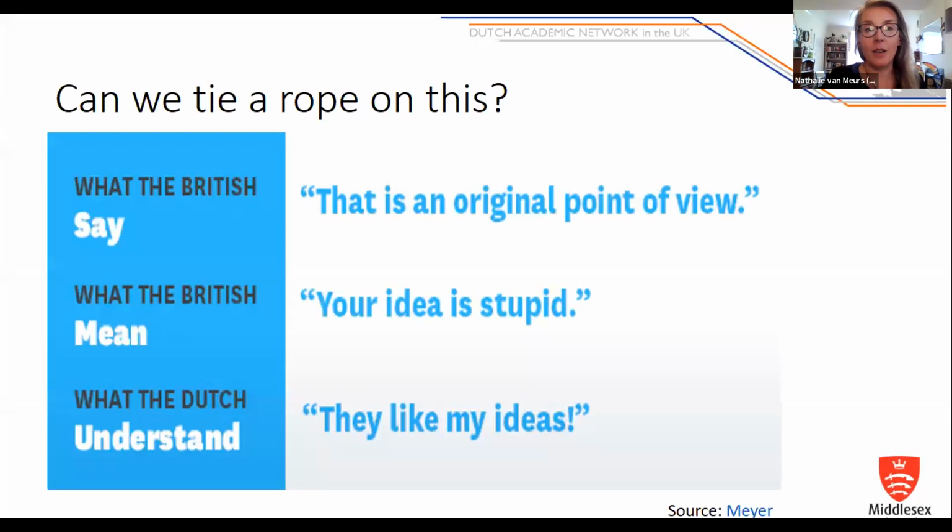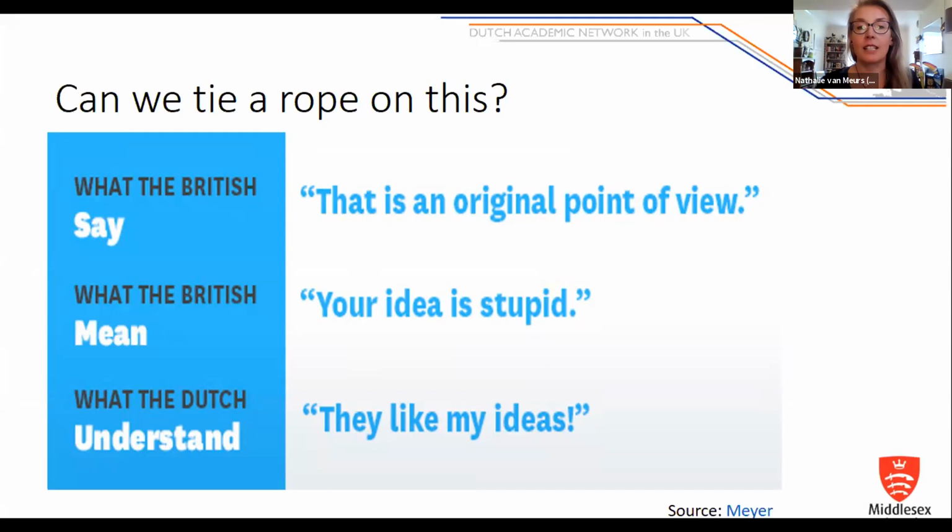And of course, as the ambassador mentioned, Erin Meyer has done some great work gathering all that secondary data and making it really useful and approachable. And this is one of those visuals that's gone viral on the internet. So again, what the British say, "this is an original point of view," what it meant is "your idea is stupid." And what the Dutch understand is "they like my ideas."